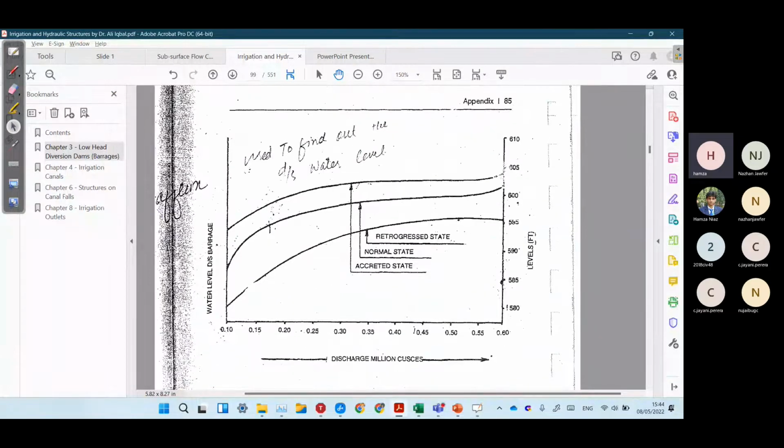In this rating curve, we know our discharge value as 500,000, so this is 0.5 million, and we'll get the normal depth of flow without the construction of the weir. So this value of downstream water level would be without the construction of the weir. For our given discharge of 0.5 million, we'll get this value for the normal state. We are currently doing everything for the normal state. In the next steps, we'll do it for retrogressed and accreted states also.